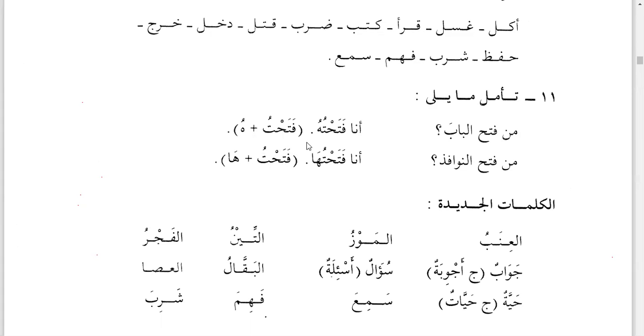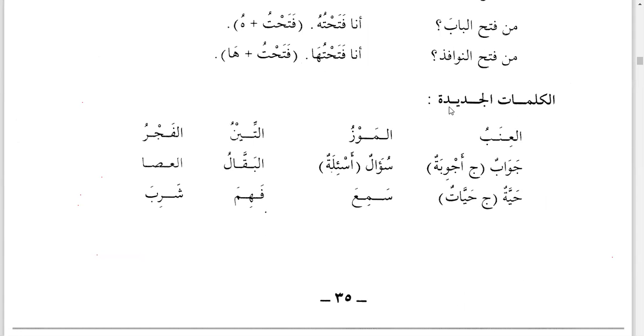So fatahtuhu, I opened it. As you can see here, al-bab first, and then the second time we are using the pronoun. Ana fatahtuhu, I opened it, and the pronoun refers to the door. And man fatah al-nawafidha, who opened the windows? Ana fatahtuha, I opened them. So fatahtu, fataha is the verb, tu is the fa'il, the doer, and ha is the object, which refers to the windows. Ana fatahtuha, I opened them.